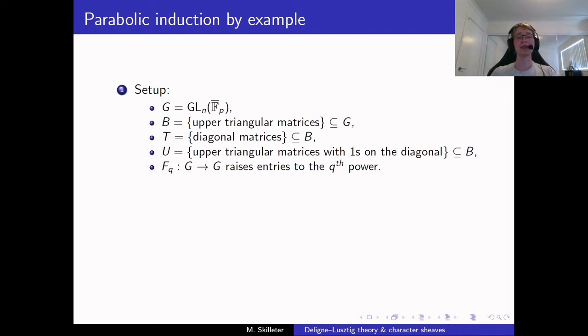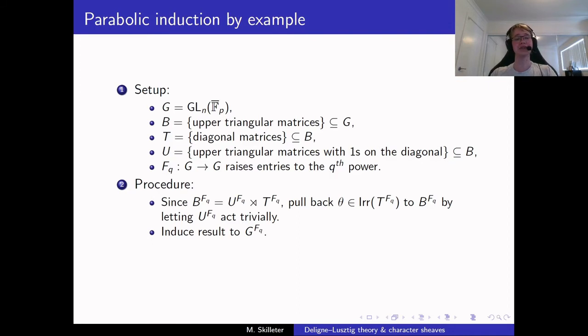Instead, what we want to do is extend our representation of T to a representation of B and then induce from there. B is much larger than T, and there's less of a jump from B to G, so if we induce from B, the result has fewer irreducible constituents, and it's easier to decompose. Well, how do we actually do this?